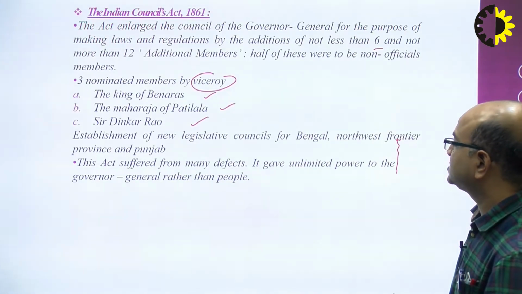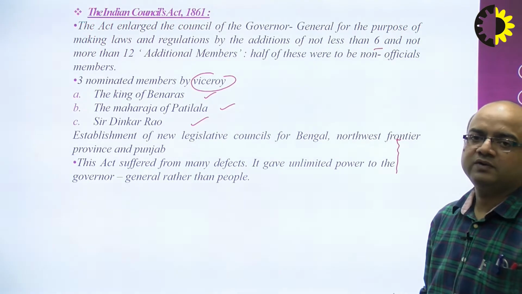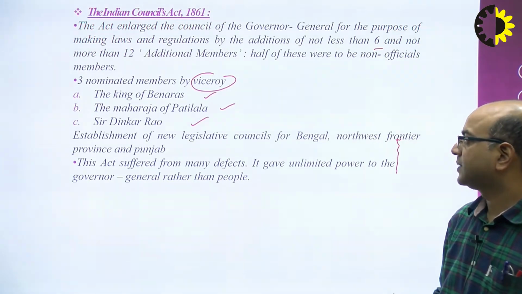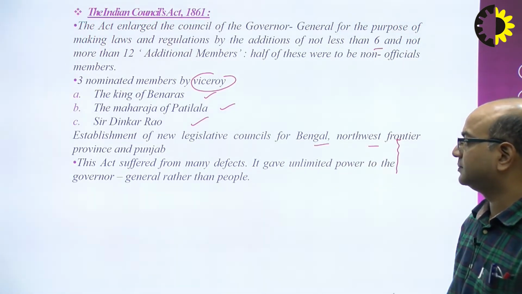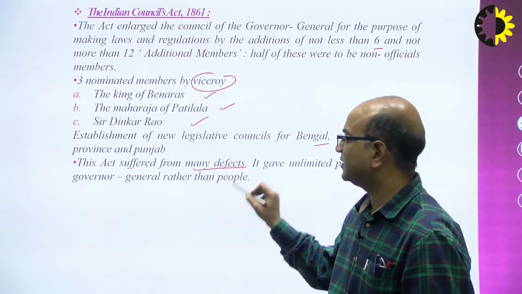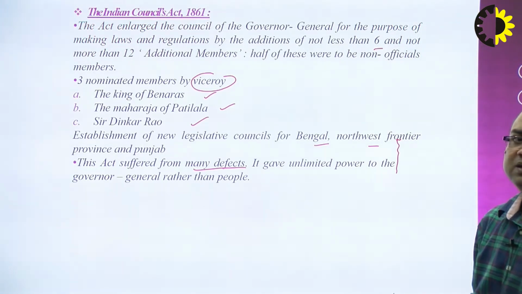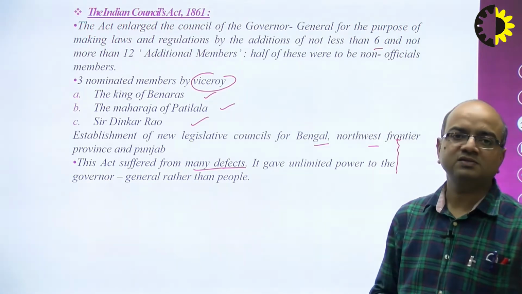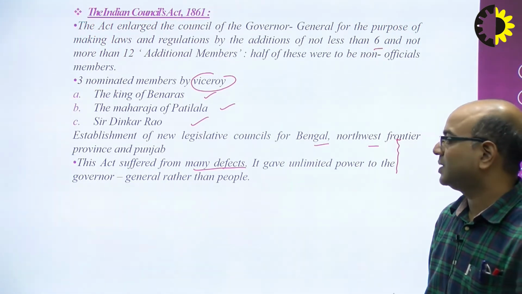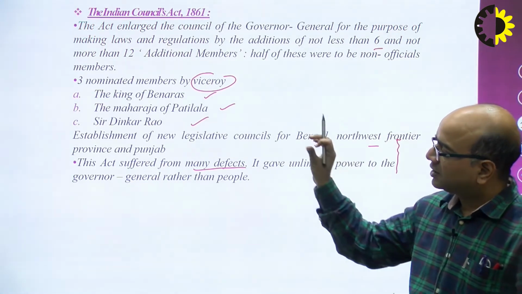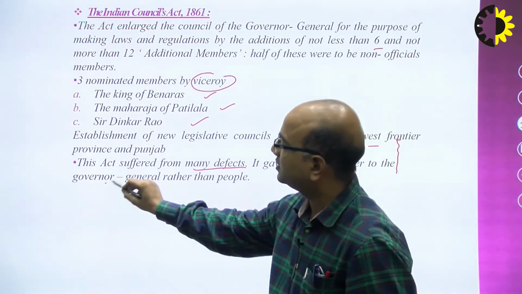Then came the establishment of new legislative councils for Bengal, Northwest Frontier Provinces and Punjab. We know that India was a vast country with a very large area, so separate legislative councils were set up for these provinces. But again, the problem is that many defects were present in this act, and it gave unlimited power to the Governor General rather than the people. In the present context, in a democracy like our country, we people have many rights, but here the trend had not changed. Again the power was in the hands of the top executive, that is the Governor General.